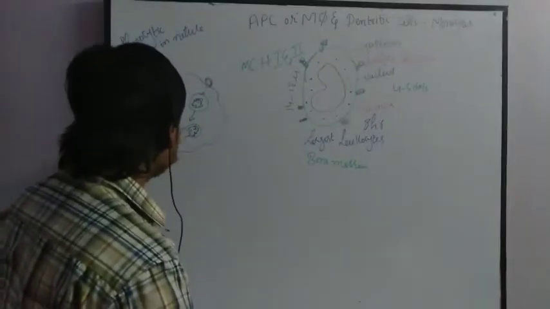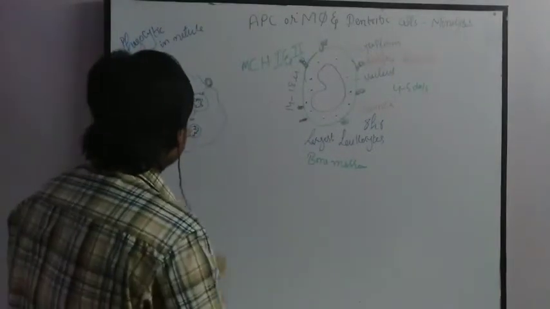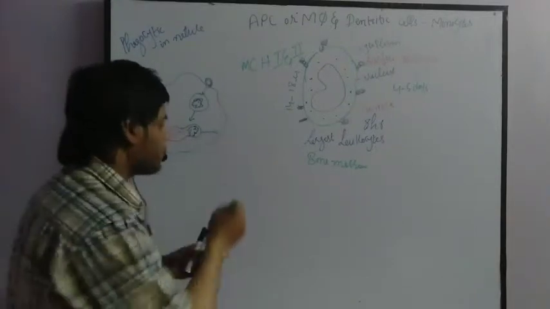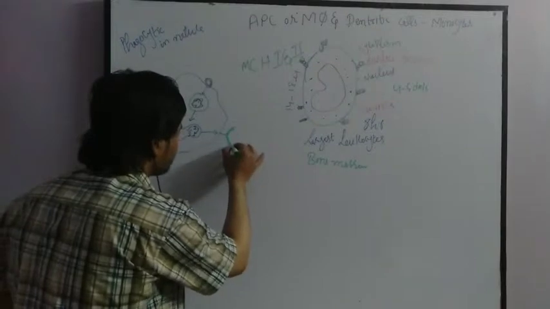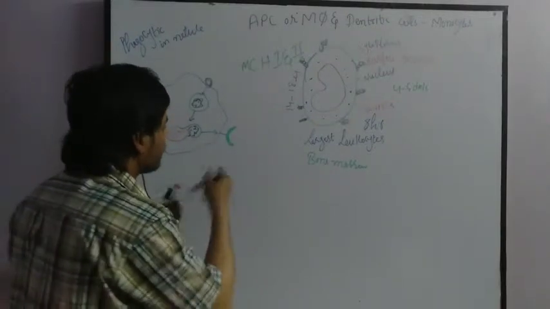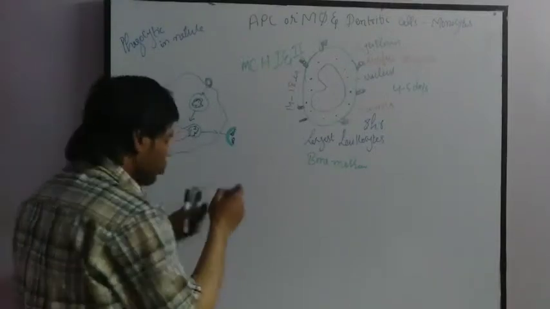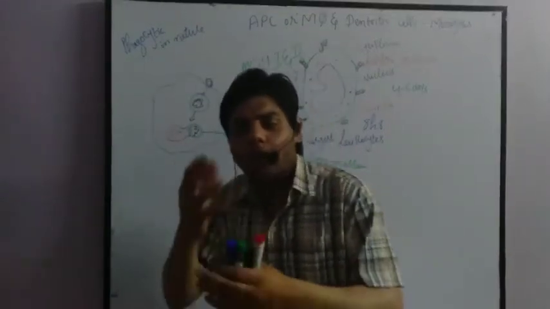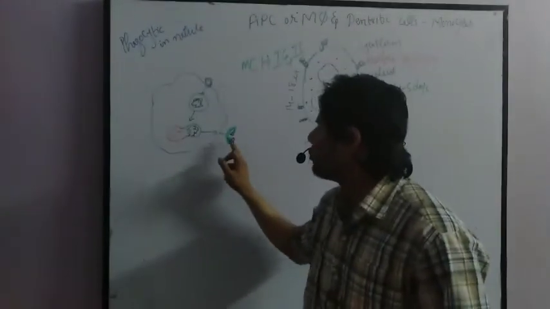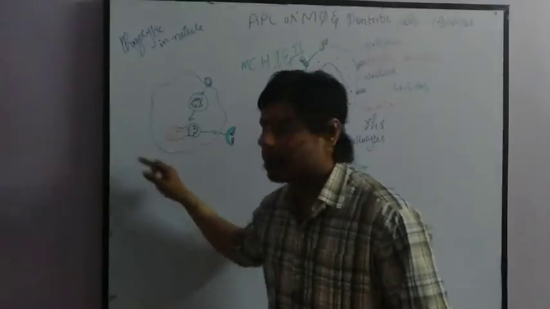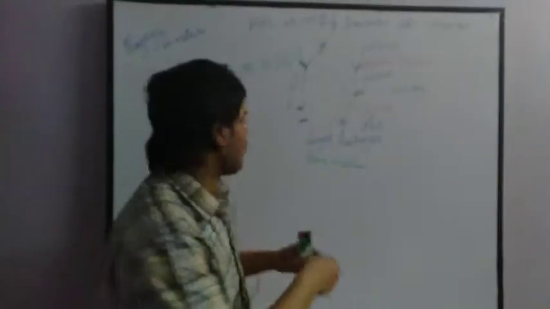Now moreover, after this pathogen is degraded, they will transfer it to their surface. The pathogen is converted into small fragments, small pieces, and then they will be transferred to the surface of this antigen presenting cell. And this area, as you are watching, we call the MHC2 molecule. So they also have MHC1 molecule, let's suppose this is MHC1 molecule, and they also have this MHC2 molecule as well.